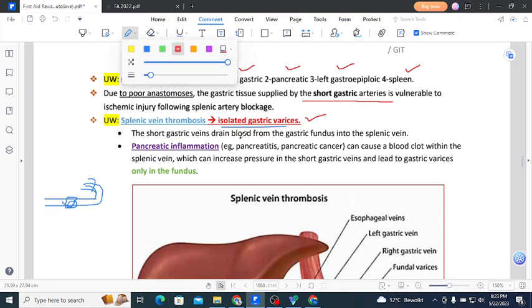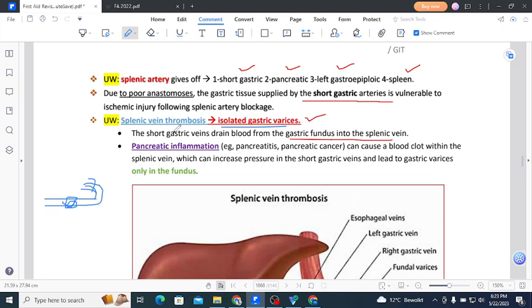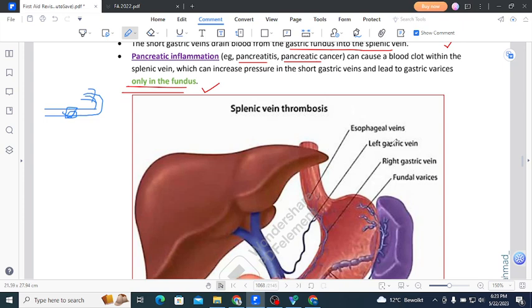Moving forward, the short gastric veins drain the blood from the gastric fundus to the splenic vein. Pancreatic inflammation, for example pancreatitis, and pancreatic cancer can cause a blood clot within the splenic vein. Yes, because there is an association with pancreatic cancer called superficial migratory thrombophlebitis, or Trousseau sign, that can cause migratory thrombosis in different veins, including the superior vena cava and the splenic vein, which can cause increased pressure in the short gastric veins and lead to gastric varices only in the fundus. They ask you about this in the Step 1 exams, so you must remember.